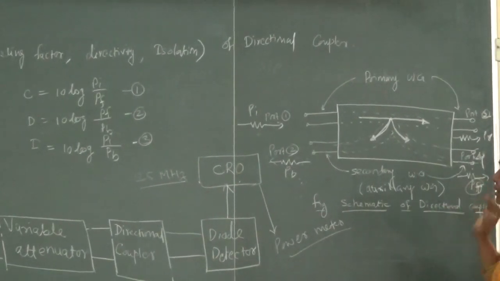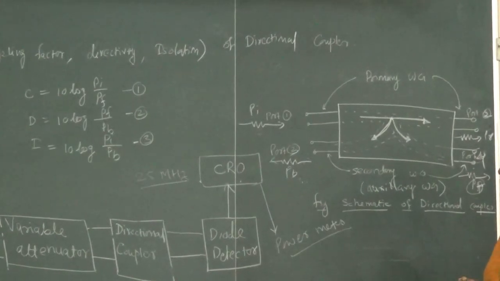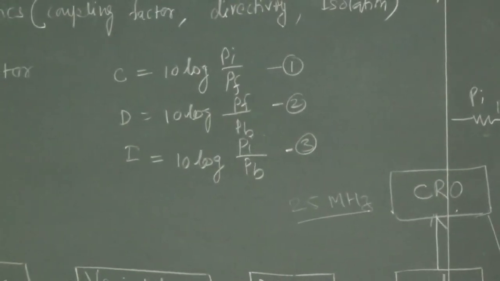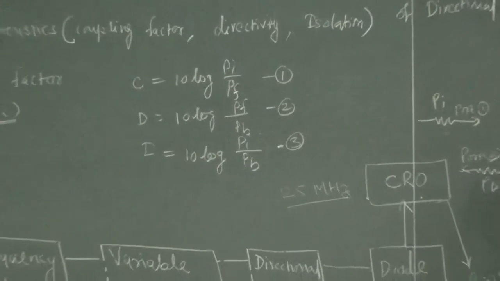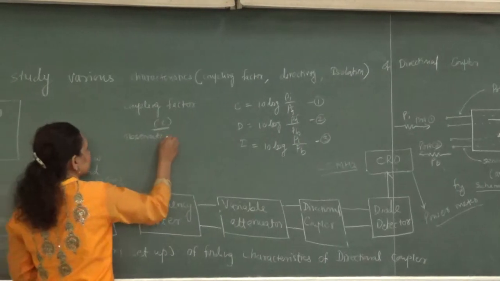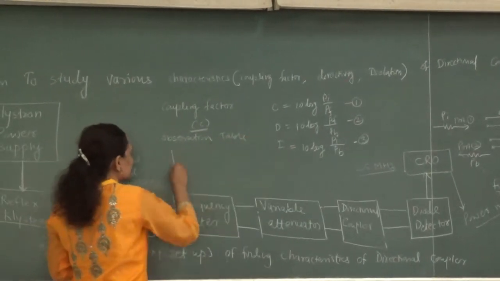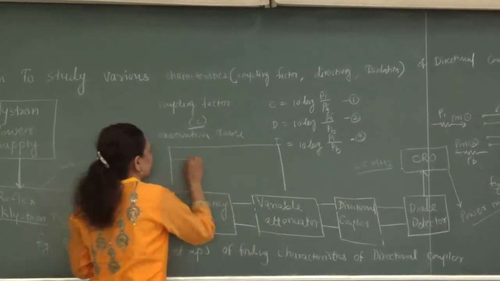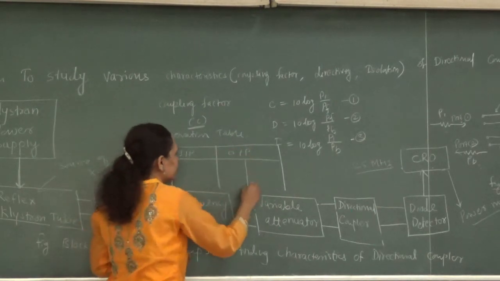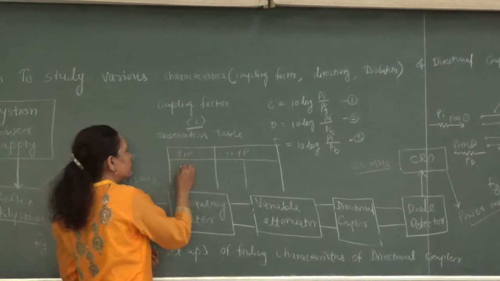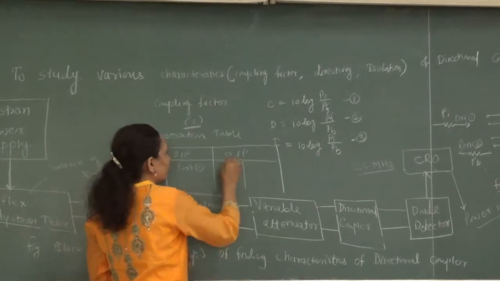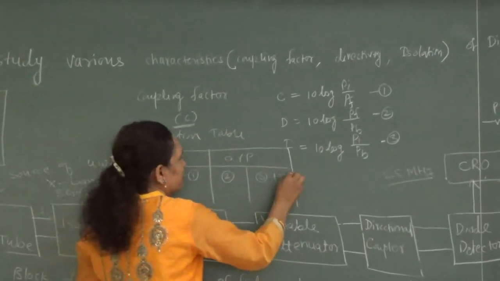Okay. So this is the theory of how to calculate C, D and I, that is, the coupling factor, directivity and isolation for this directional coupler, right? So what you have to do is make an observation table. What does your observation table consist of? First you are giving input, and you are measuring output at 2 ports. Initially you give the input to port 1, and at that time you measure the output at port 2, while port 3 is terminated with a matched termination.